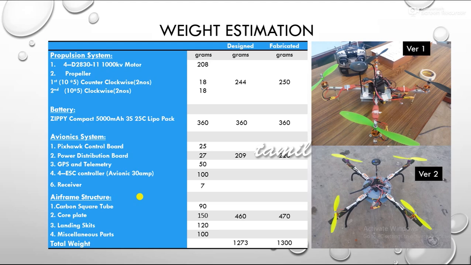Then we are going to see the avionics system: Pixhawk control board, power distribution board, GPS, telemetry, ESC controller, 30 amps, receiver. All of it is coming around 209 gram design weight, fabricated weight 220 gram. Then we have structure: carbon plate, carbon plate, landing skid, miscellaneous parts. Design weight is 460 gram. Fabricated weight is 470 gram.